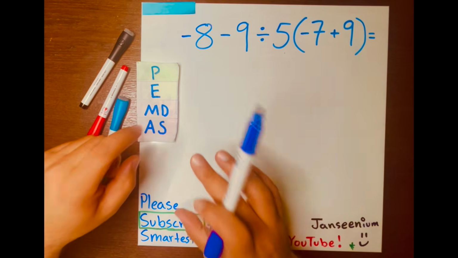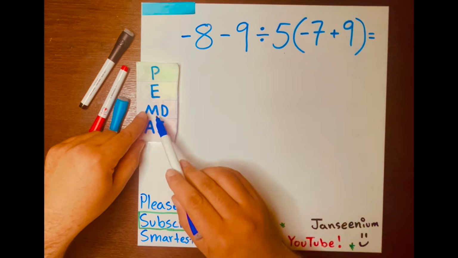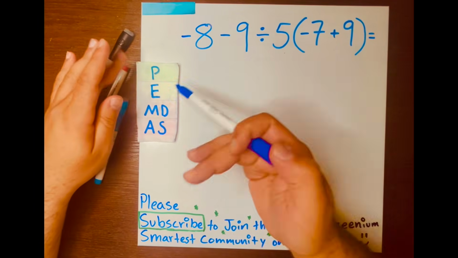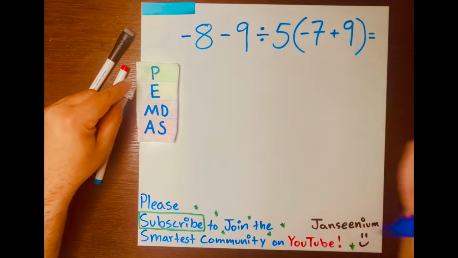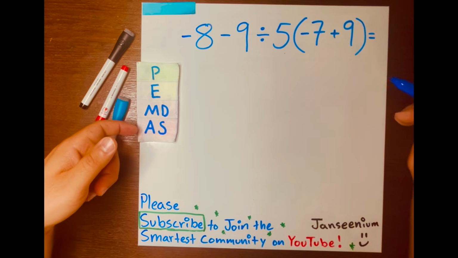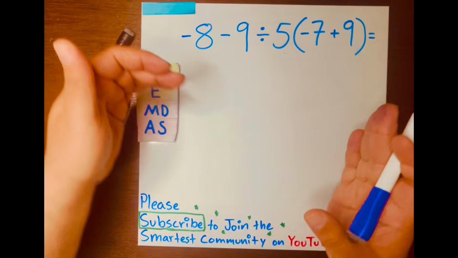And AS are both within its own level. Same with MD. E is by itself. It has its own level. And then parentheses, same thing. But parentheses is the highest level. Again, P, highest level, AS, lowest level. And you solve the math problem from left to right within each level.